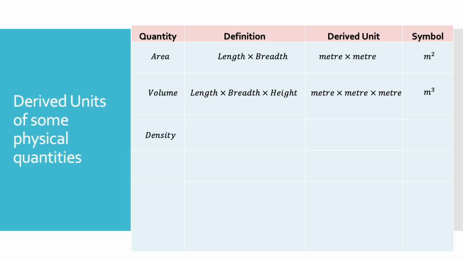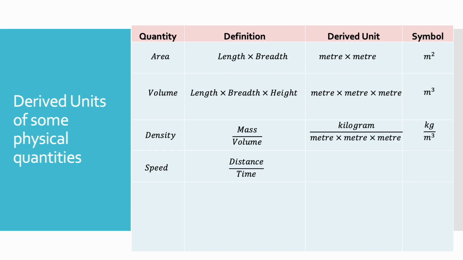Density. Density is defined as mass divided by volume. Mass is measured in kilograms and volume, as we just saw, is in cubic meters. So the derived unit becomes kilogram per cubic meter. Speed is how fast something is moving, and it is defined as distance divided by time. Derived unit is meter per second.